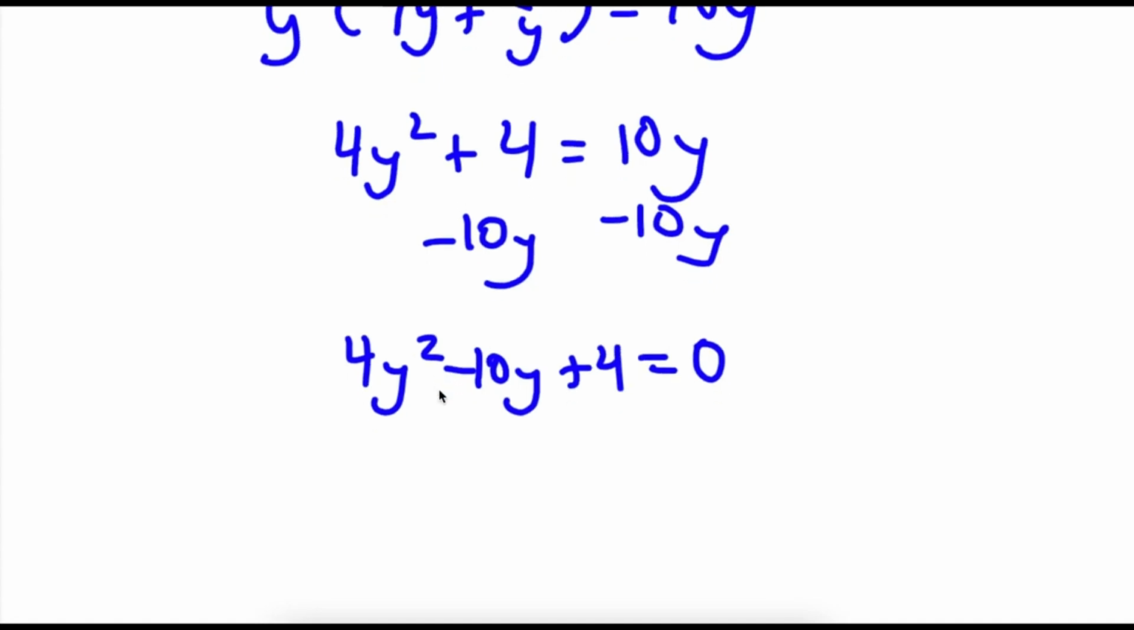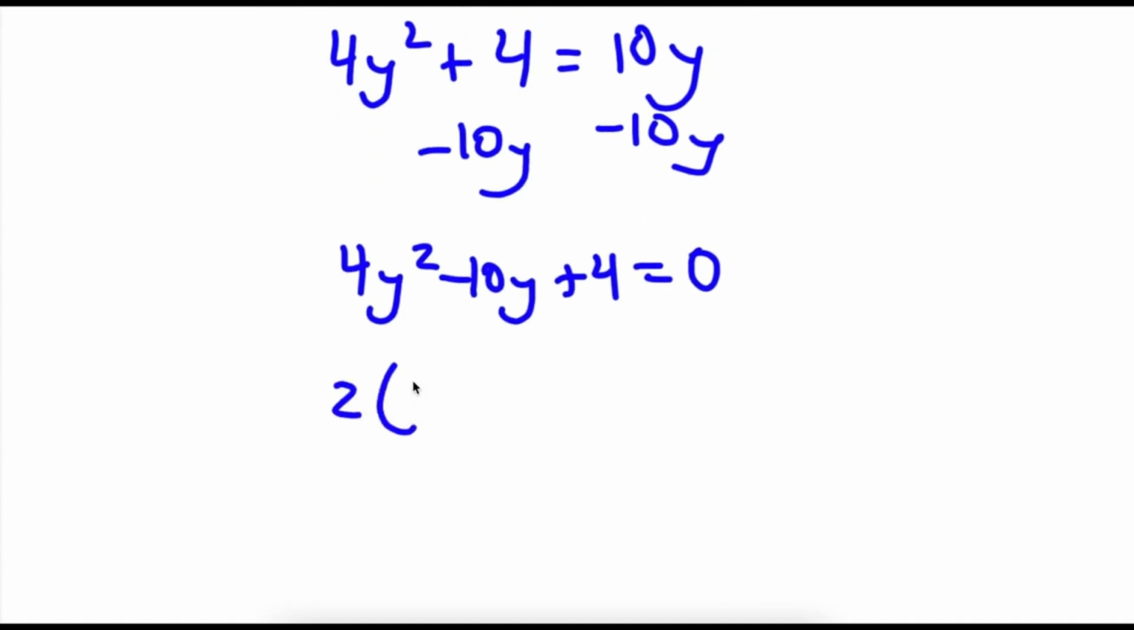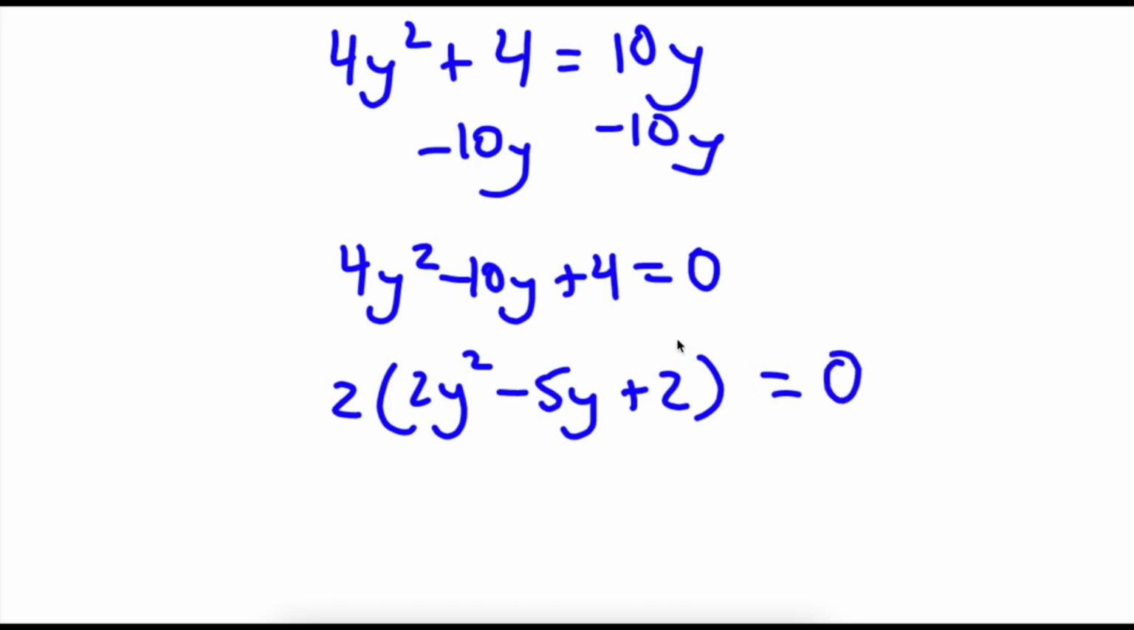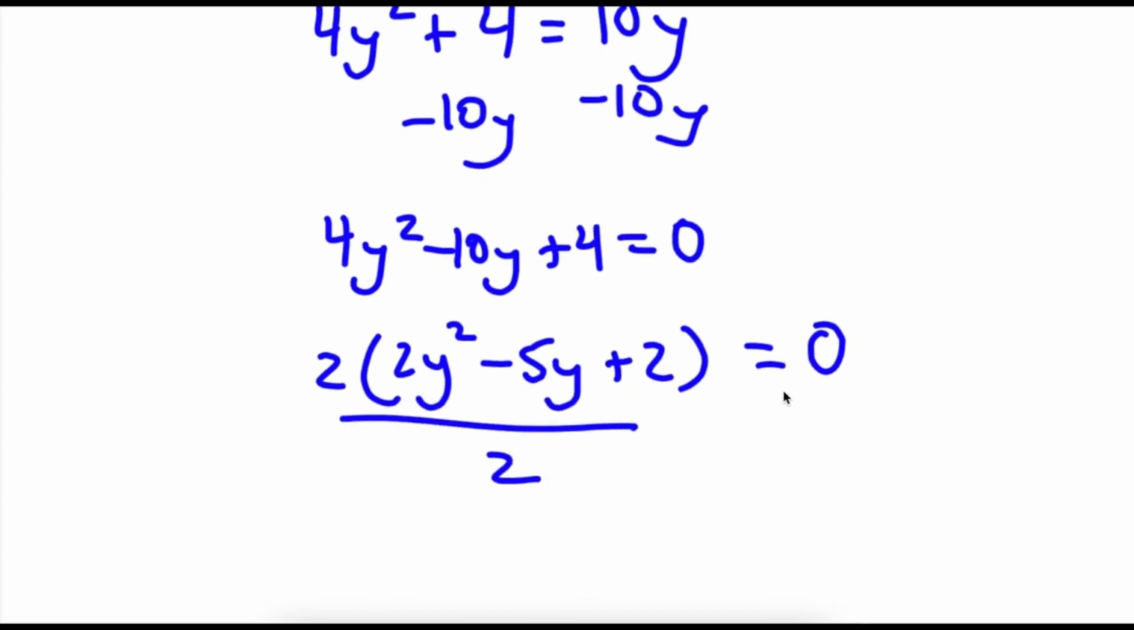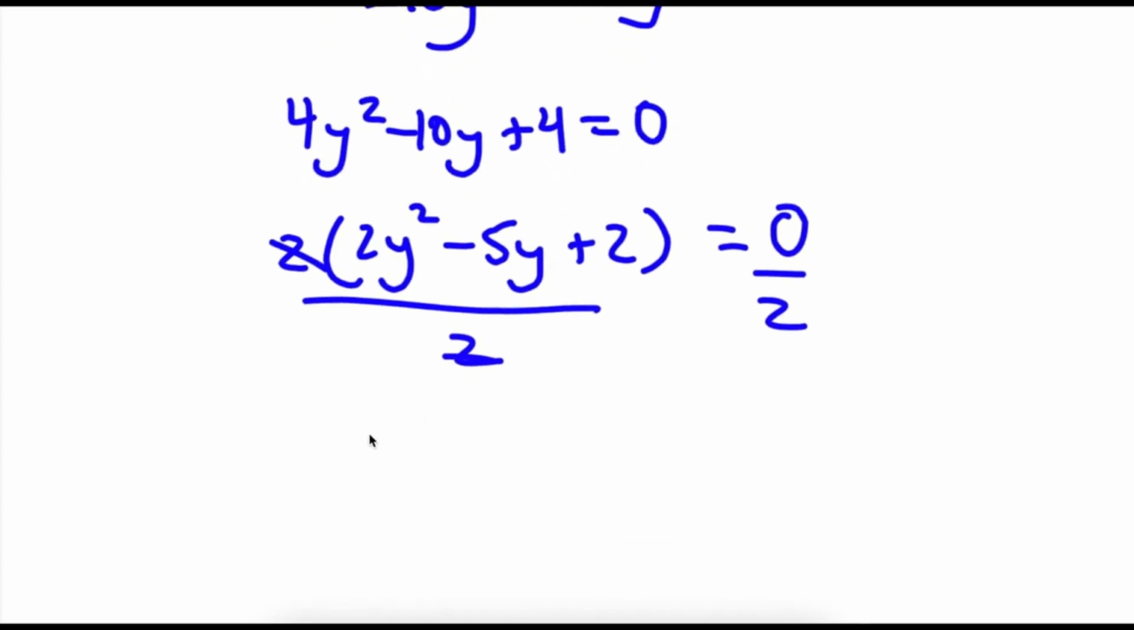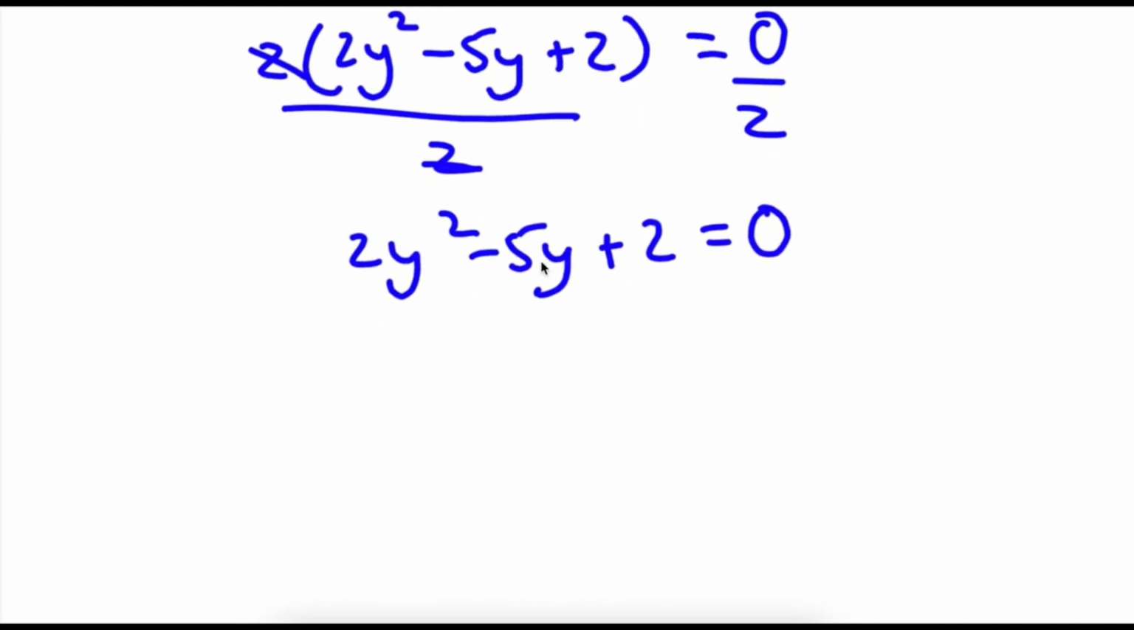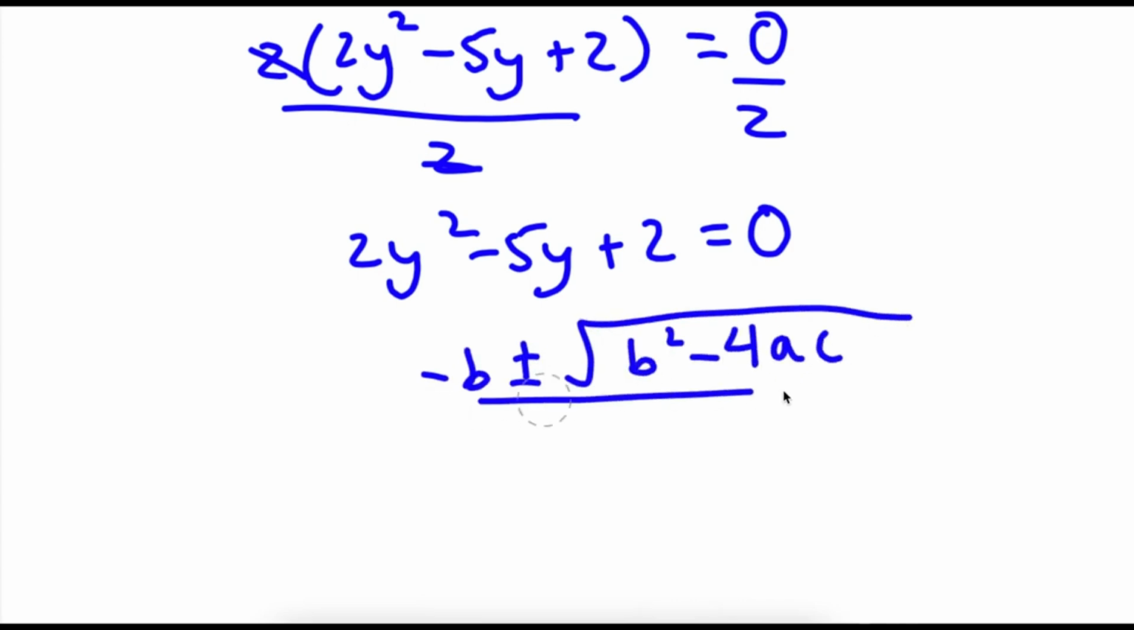Now from here, I can factor out 2. So now I get 2 times 2y squared minus 5y plus 2, and this is equal to 0. So now if I divide both sides by 2, these two will cancel out, and I'll have 2y squared minus 5y plus 2 is equal to 0 divided by 2, which is simply 0. So now to solve this, I'm going to have to use the quadratic formula, which is negative b plus or minus the square root of b squared minus 4ac divided by 2a.